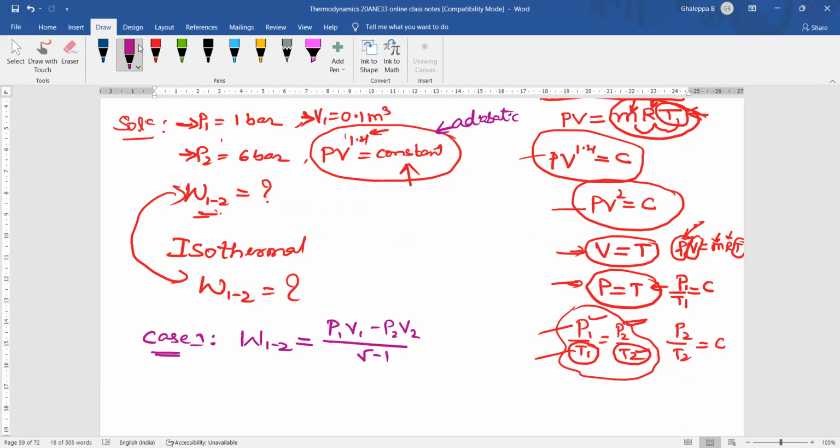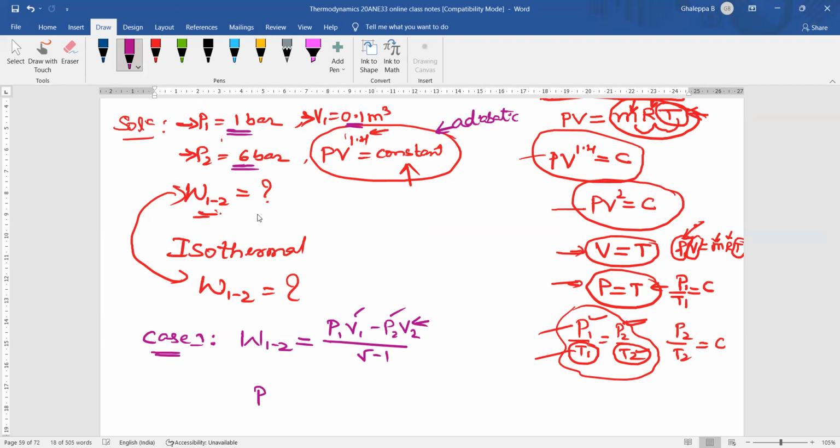Has he given P1? Yes, sir. P1 is 1 bar. P2? 6 bar. V1? 0.1. Okay. Now V2, how will you calculate V2? V2 is not given. How will you calculate, sir?